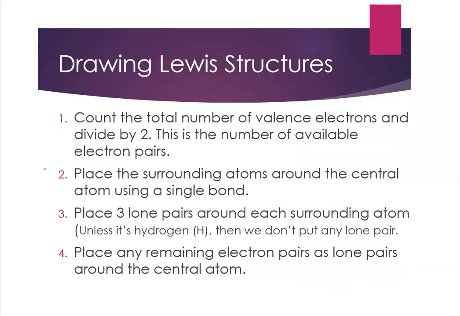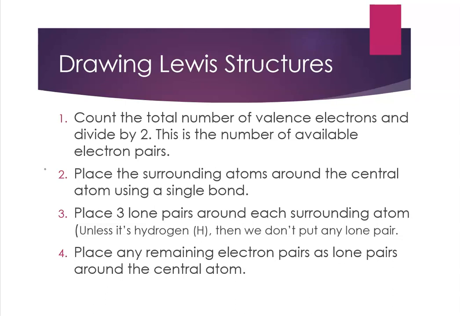We first need to find the total number of valence electrons that are available to us. We do this by finding the element on the periodic table and then using the group number to find the number of valence electrons. So the valence electrons are given by the last digit of the group number. So if it's in group 14, it has 4. If it's in group 18, it has 8.